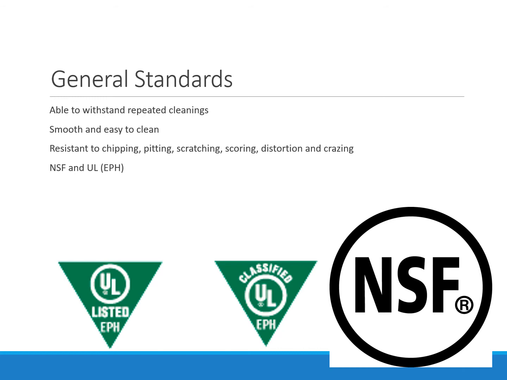So the general standards are they are able to withstand repeated cleanings. Everything in the kitchen must be sturdy, non-reactive, and easy to clean. And it has to be able to hold up to the cleaning. You're not going to wear the surface off. You're not going to wear the coatings off. So it has to be smooth. Again, you can't have a textured surface that could hide things. And it has to be tough so that it doesn't chip or pit or scratch or score or get distorted. So these are the general guidelines for kitchen equipment.